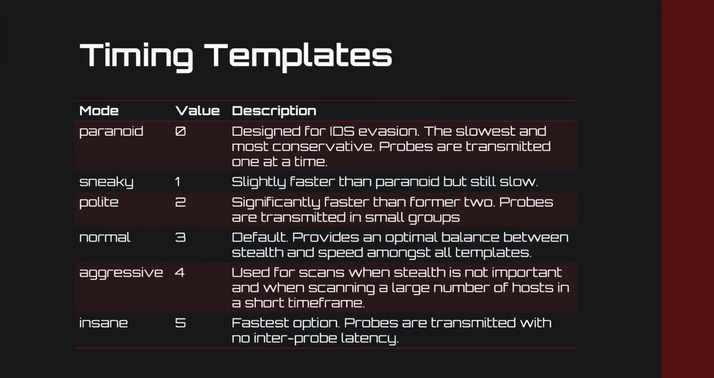And as you can see in the table that I've made, there are 6 total templates, each ranging from maximum evasiveness to maximum speed. So the first mode there, in the first row, is called paranoid, and this specific mode is designed for IDS evasion. Now, it is the slowest and most conservative, and typically transmits 1 probe, or packet in this case, at a time, typically with a delay of 5 minutes between them.